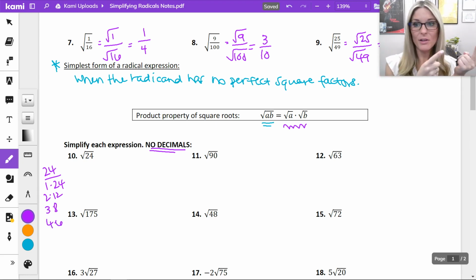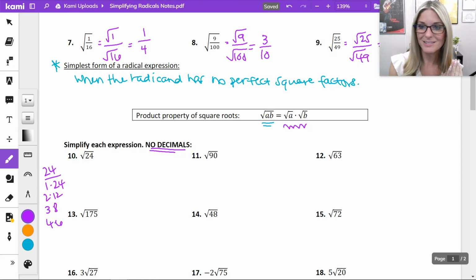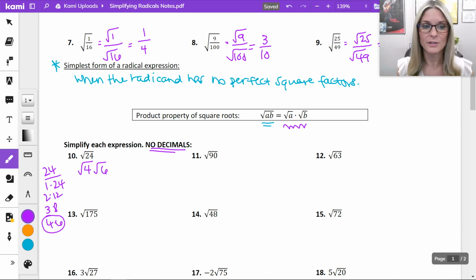Okay, any of those, are they perfect squares? Actually, yes. The last one that I listed, the 4 times 6. 4 is a perfect square. So we are going to rewrite 24 as the square root of 4 times the square root of 6 because I can take the square root of 4. Square root of 4 is 2. So this is going to come out.